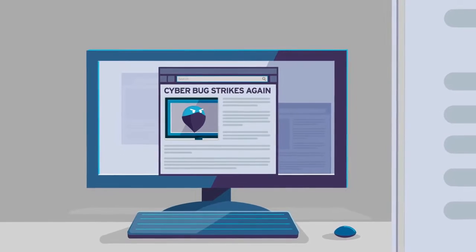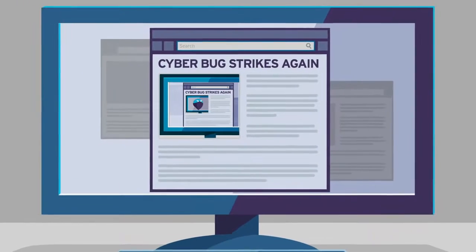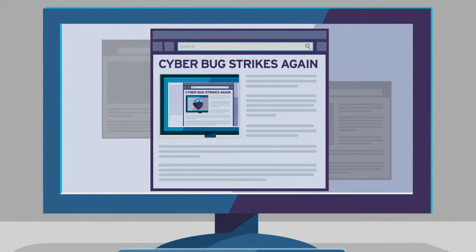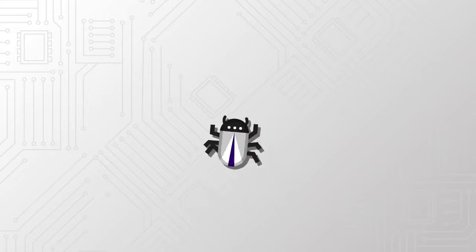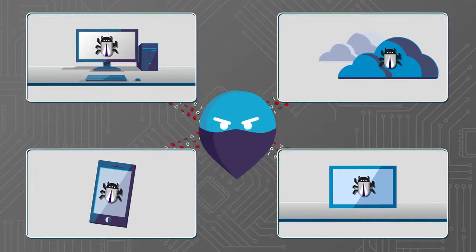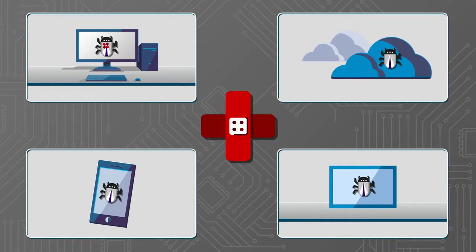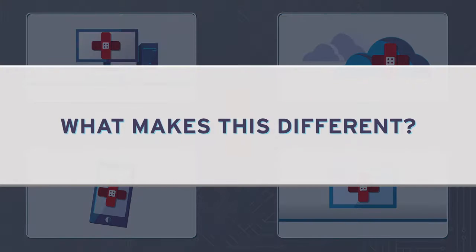If the news about a computer security threat that lets cyber criminals steal sensitive information through any web browser is giving you déjà vu, you're not alone. Many are comparing this new issue, known as Speculative Store Bypass, to the Spectre and Meltdown threats in early 2018. And just like when Spectre and Meltdown were announced, software patches are ready to help with this new threat. So what makes Speculative Store Bypass different?